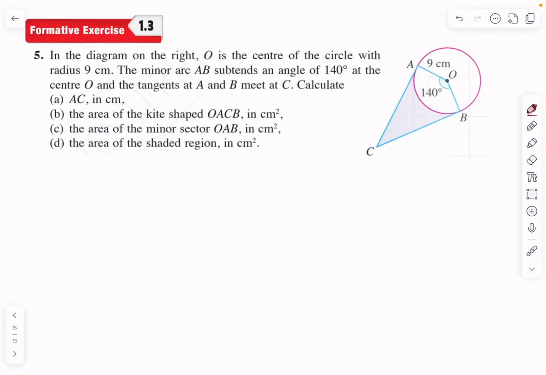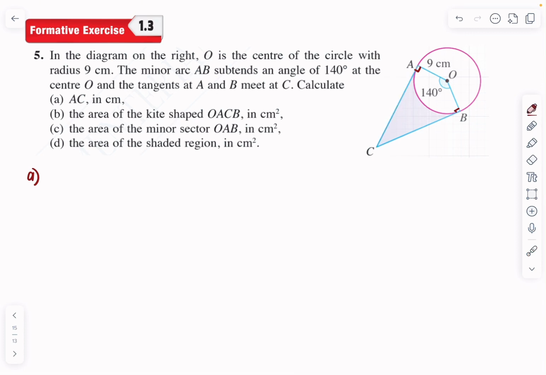Question 5. In the diagram on the right, O is the center of a circle with radius 9 cm. So this is 9 cm. Minor arc AB subtends an angle of 140 at the center, and tangents at A and B meet at C. So they are saying A and B are tangents and they meet at C. Tangents means they will be 90 degrees. Okay, this angle will be 90 degrees. Find AC in cm. So we want to find this length in cm.